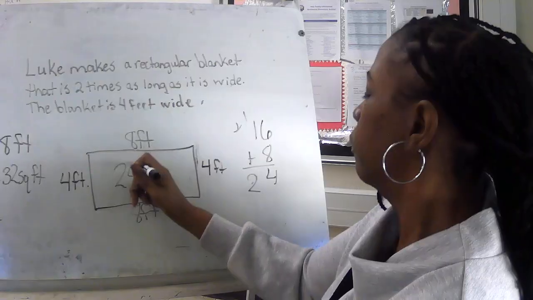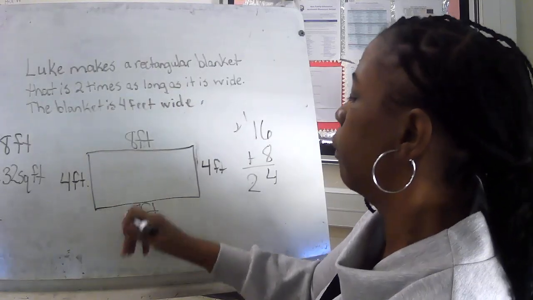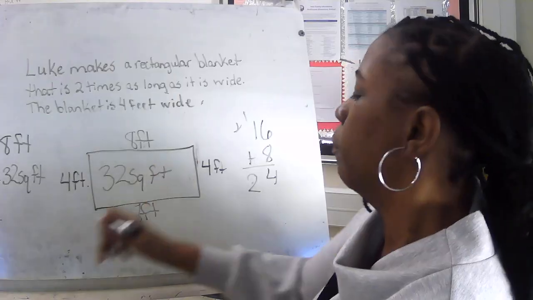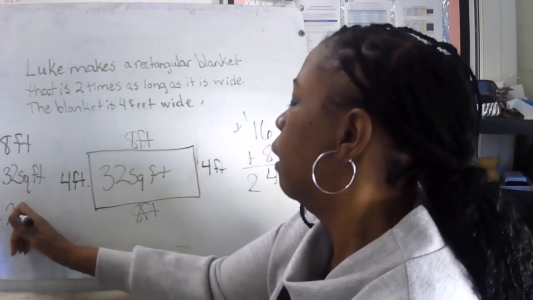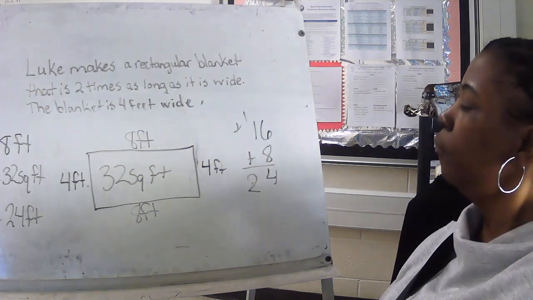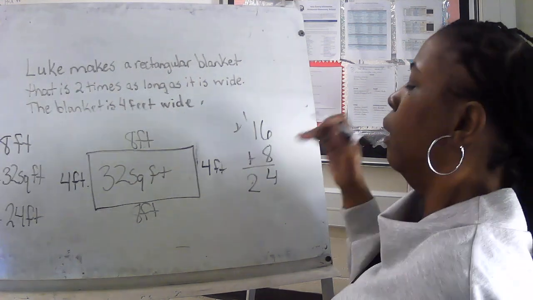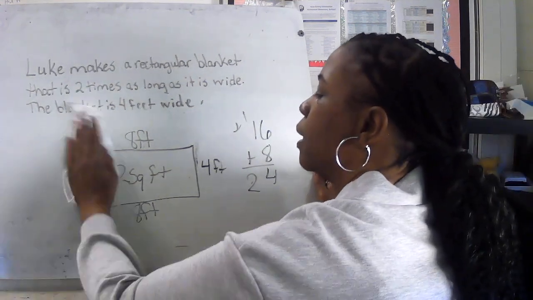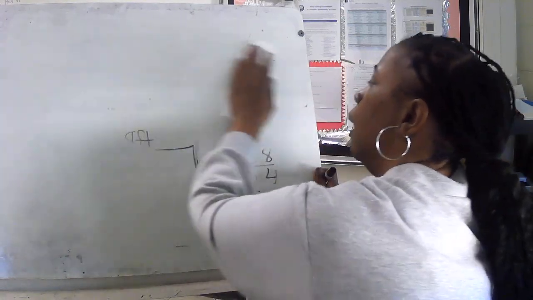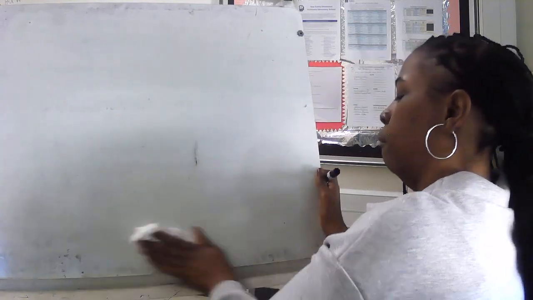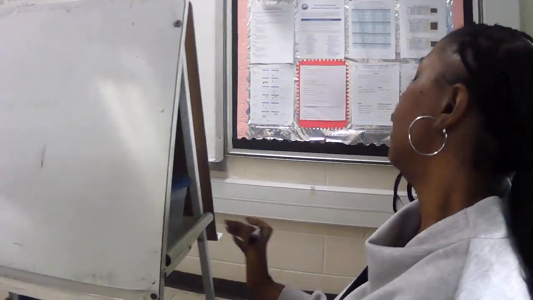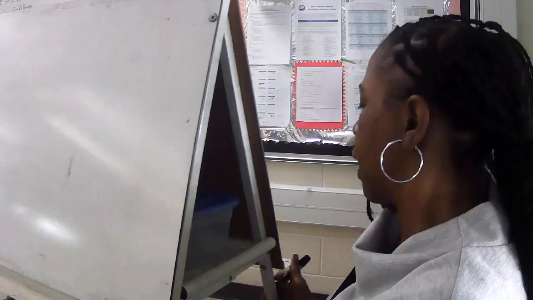24. Oops, not perimeter. 32 is the square feet. Sorry. And the perimeter is 24 feet. Okay? Because for the most part, the scholars understand area. Perimeter is where we're surprisingly having a problem, and that's just adding up all the sides.